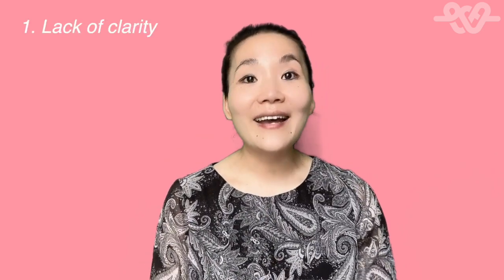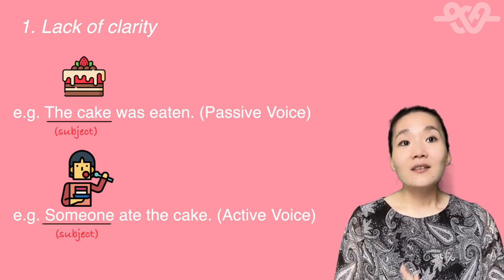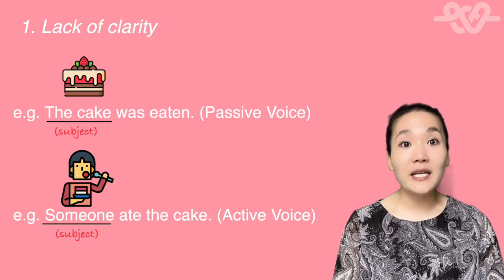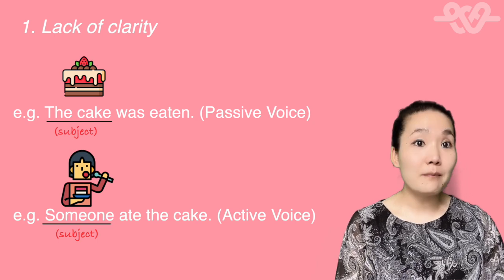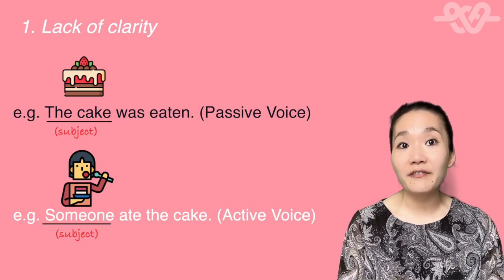Here are 4 disadvantages. Number 1, lack of clarity. Take a look at these 2 sentences. The subject of the sentence becomes less prominent in passive voice, making it difficult for readers to identify the doer of the action. Number 2, wordiness.